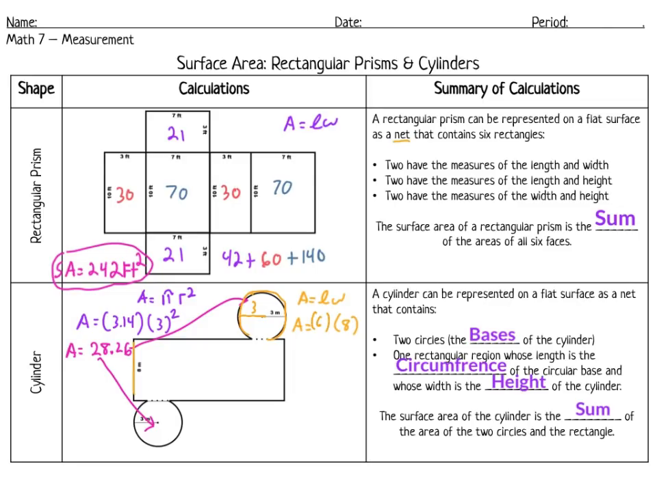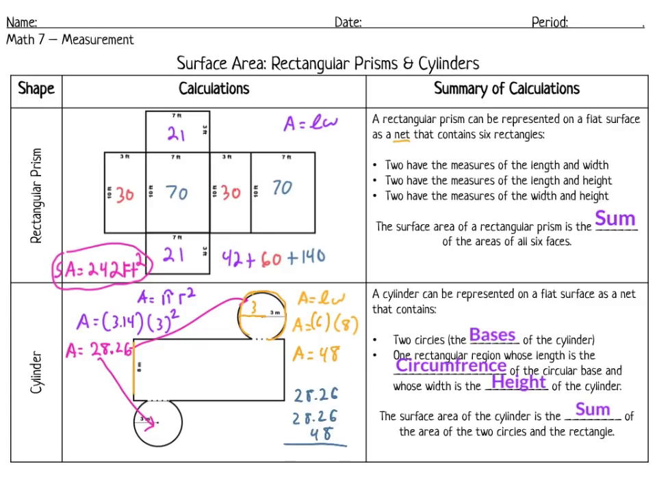So my area is going to be 6 times 8. So 6 times 8, I know what that is. I can figure that out to be 48. So now that I've got my area of both things, I can add them together. So I need to remember that I'm going to be adding 28.26 for one circle, 28.26 for the other circle, and then 48 for the length and width of my rectangle. So I'm going to add those together.